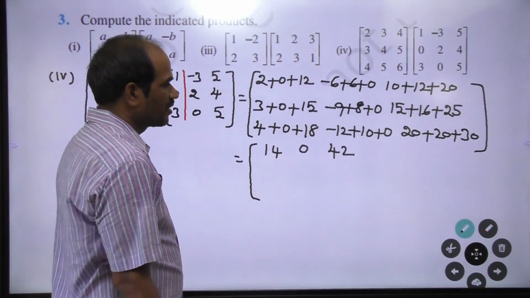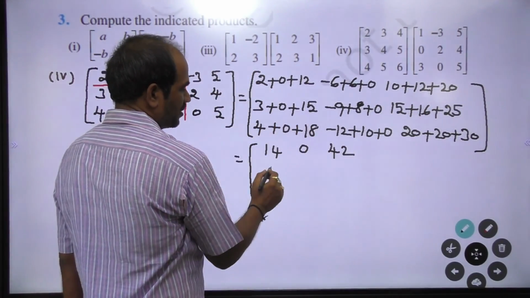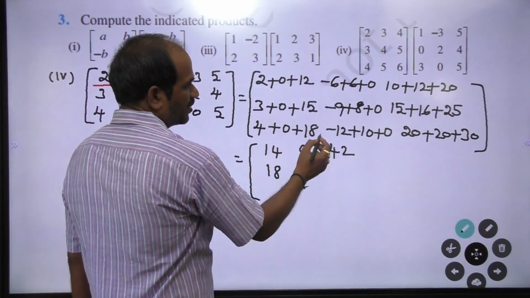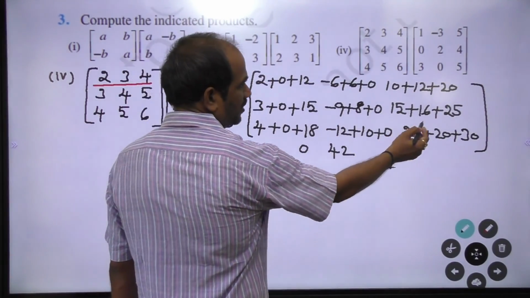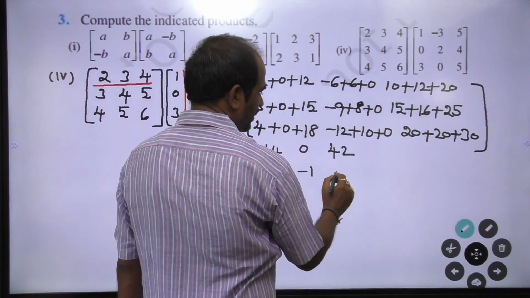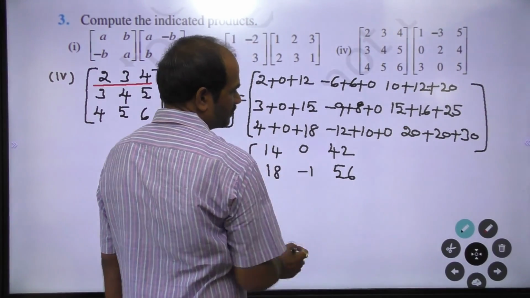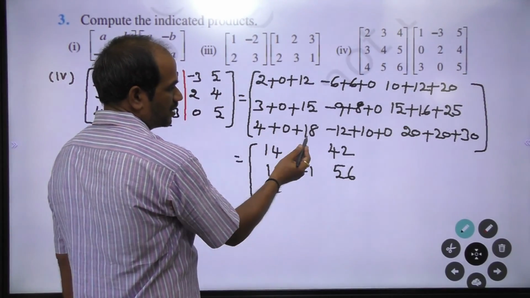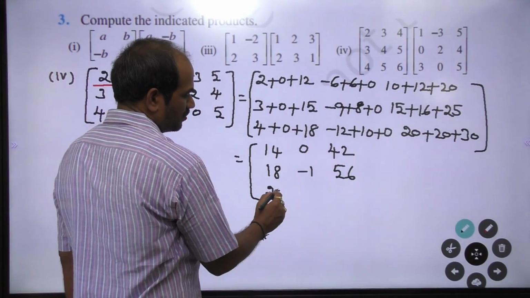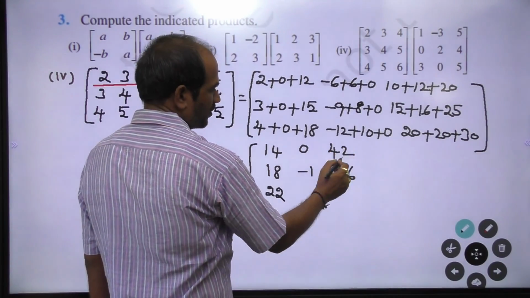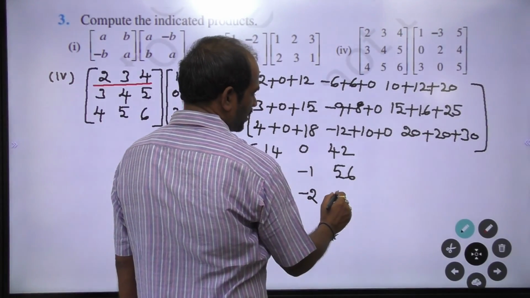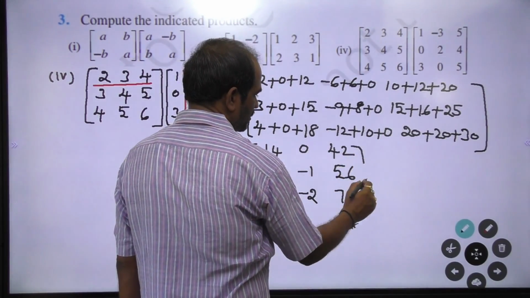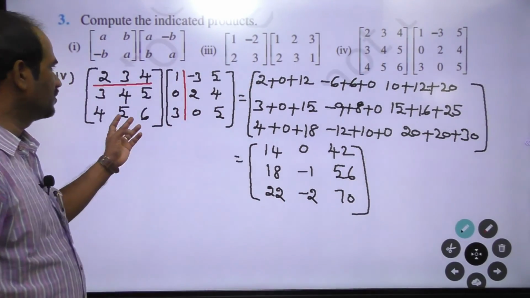Next, 15 plus 3 is 18. Next, minus 9 plus 8 is minus 1. This value is 25, 40, 56. Next, third row: 18 plus 4 is 22. Next, minus 12 plus 10 is minus 2. This value is 40 plus 30, that is 70. This is the product of these two matrices.